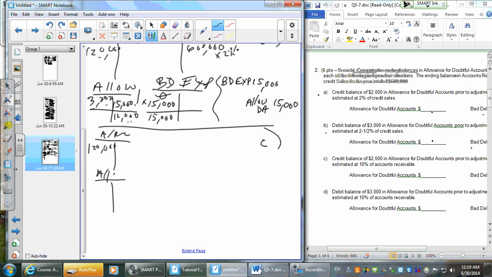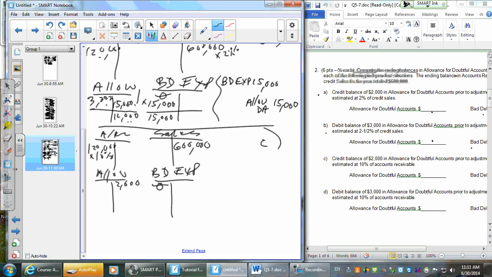Allowance has a credit balance of how much? 2. Sales, still 600, wasn't it? Bad debt expense would start with 0. Okay. What am I estimating now? It says my bad debts are going to be 10% of accounts receivable. What's 10% of accounts receivable? $12,000. What account do I want to be 12,000?